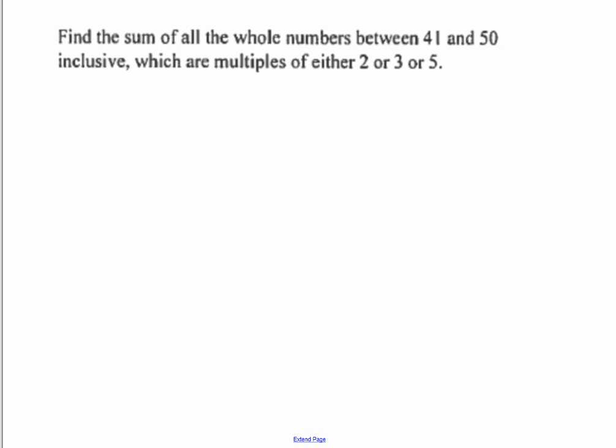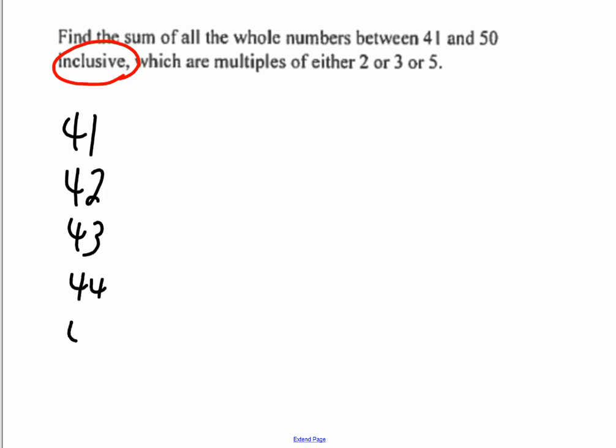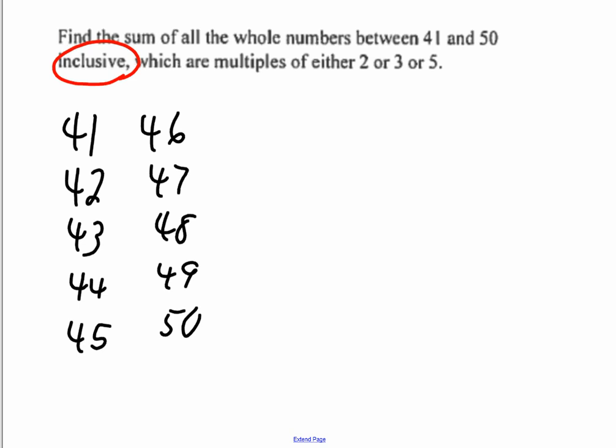So most of you did a pretty good job on this one. You were just thrown off by the word inclusive, which means it's going to include 41 and 50. So if we list all the numbers from 41 to 50, we want to include both 41 and 50. Then we're going to cross off the ones that aren't multiples of 2, 3, or 5. So that means that 2, 3, or 5 do not go into them.